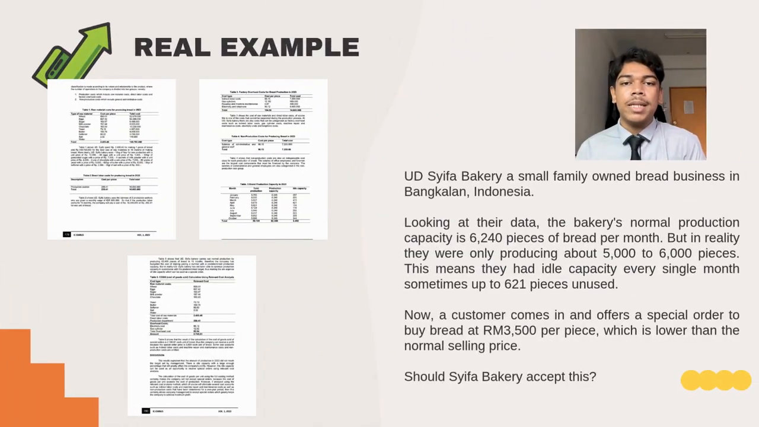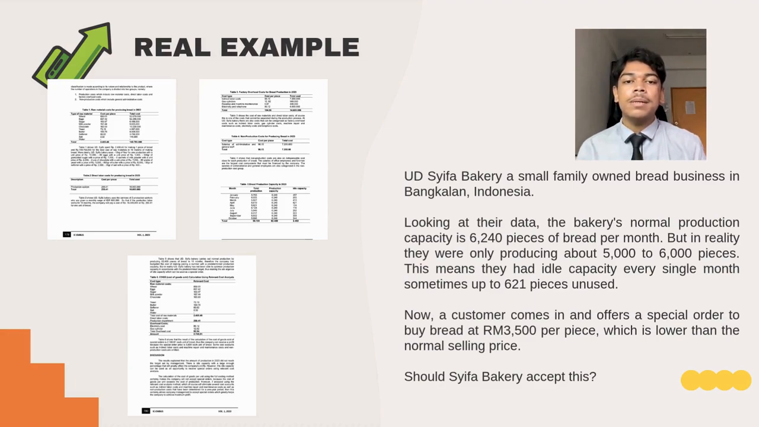Now, let's apply this to a real case. Yudi Shifa Bakery, a small family-owned bread business in Bangkalan, Indonesia. Looking at their data, the bakery's normal production capacity is 6,240 pieces of bread per month. But in reality, they were only producing about 5,000 to 6,000 pieces. This means that they had idle capacity every single month, sometimes up to 621 pieces unused.